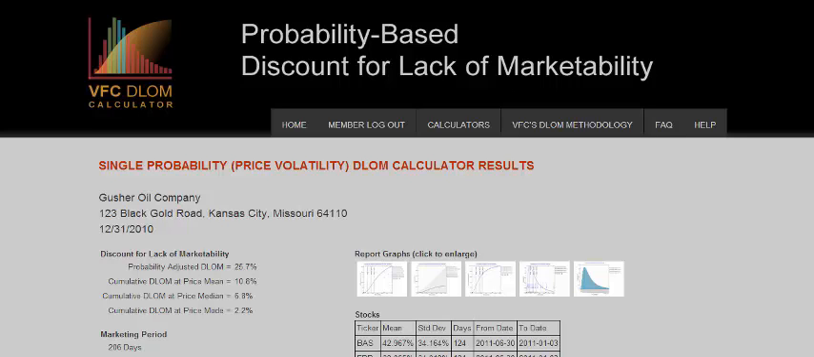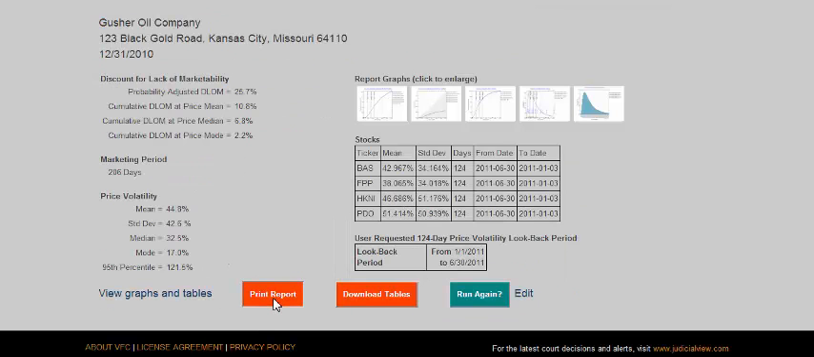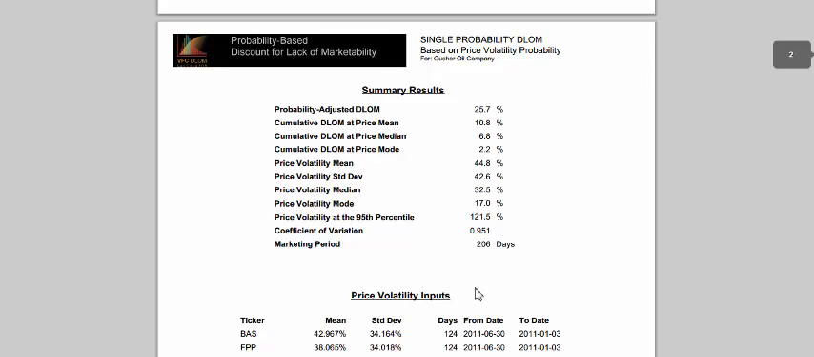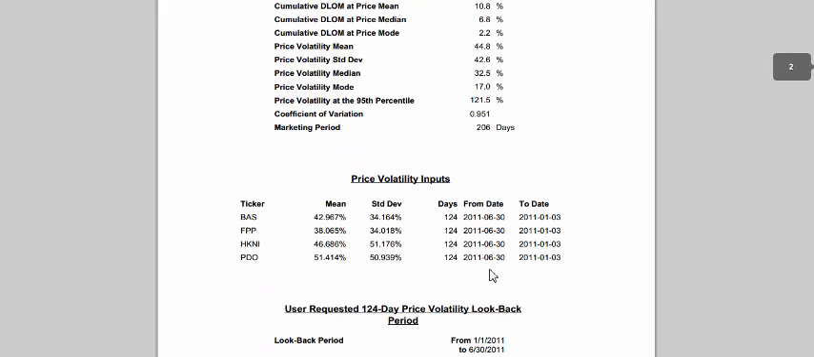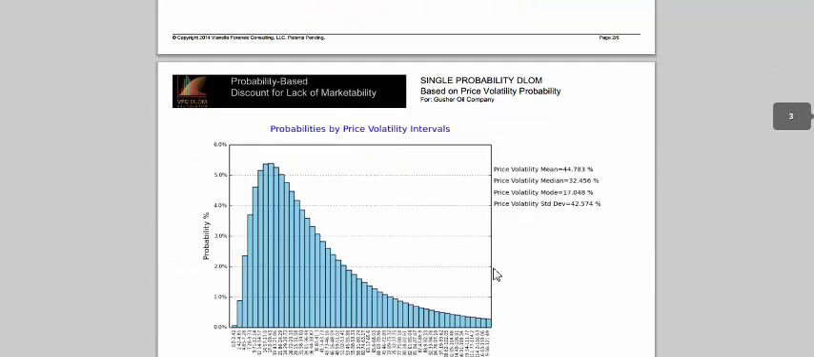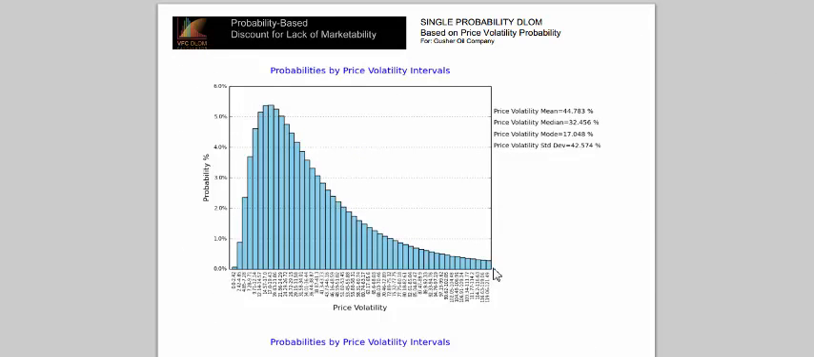The VFC DLOM Calculator also provides a report in PDF format that can be printed or saved to the user's computer. The report includes all of the profile data provided by the user, including the valuation date and the report date. It includes the probability adjusted discount for lack of marketability, a summary of the calculation results, the inputs provided by the user, and the series of diagnostic graphs.